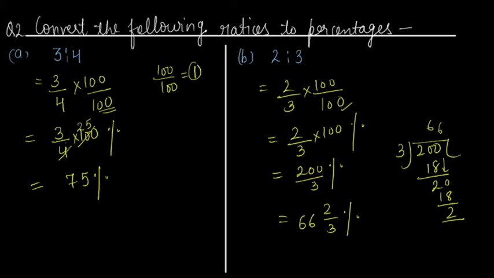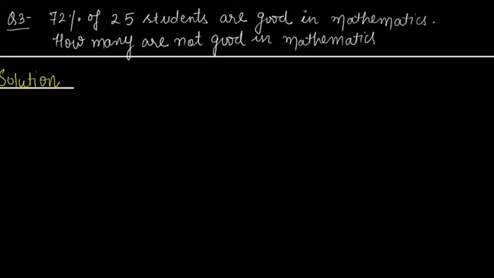Let's see question number 3 of this exercise. Question number 3 says 72% of students are good in mathematics. It means if you see the total students, how many are there? Given as 25. And out of these 25, 72%, 25 is the total strength and 72% are good in mathematics. You have to tell how many students are not good in mathematics.